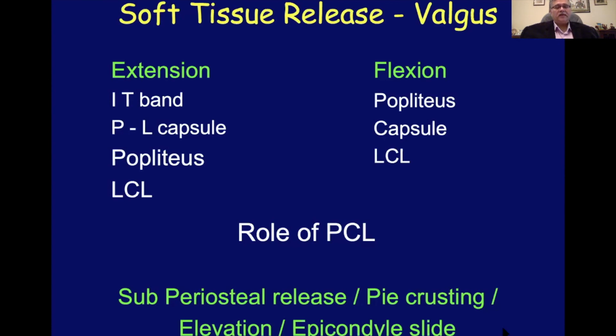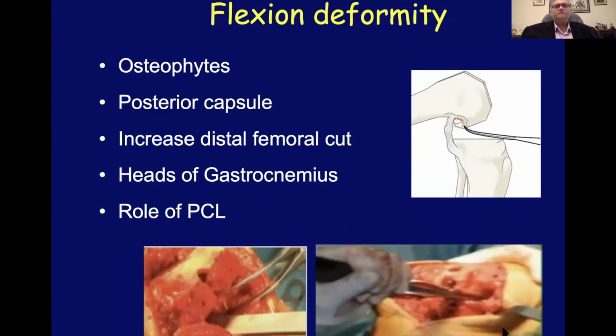How you actually release the structures, whether it's a subperiosteal release, pie crusting, elevation, or an epicondylar slide, depends on individual experience and what is actually required in that particular case.